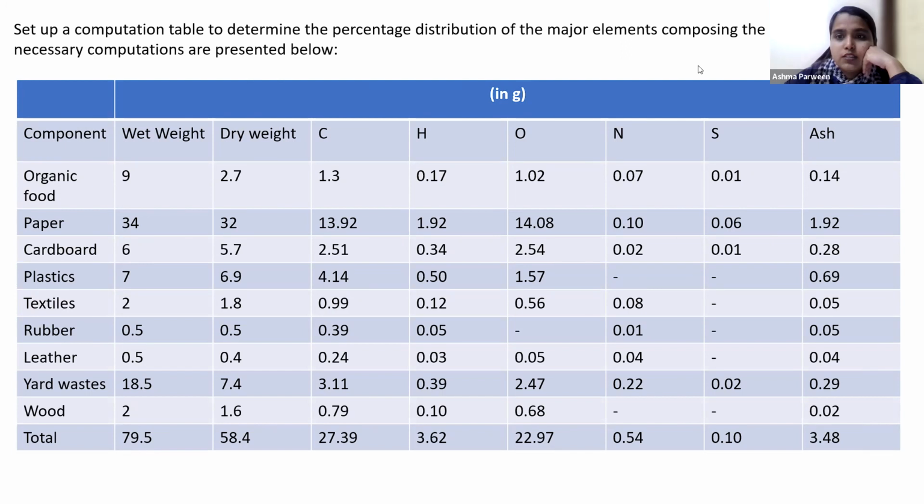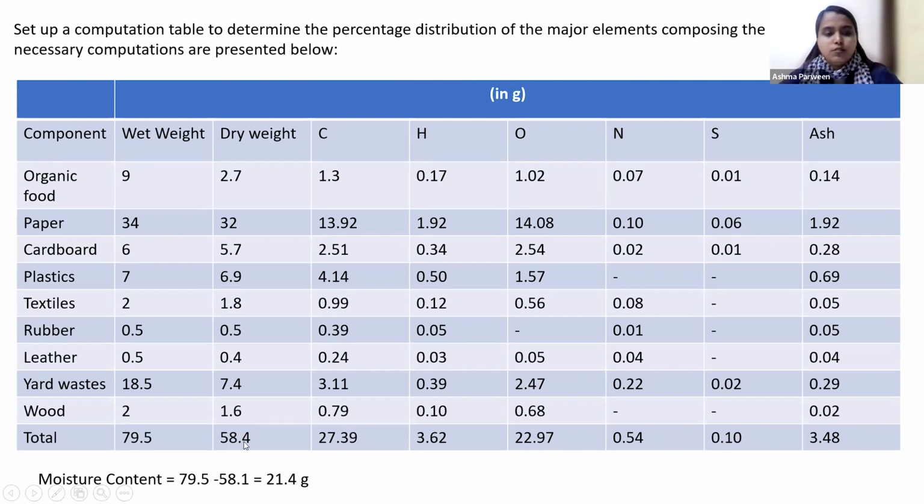So I got two answers. So we first find out what is the moisture content. Dry weight is 58.4 and wet weight is 79.5. Moisture content is 79.5 minus 58.1, that is 21.4 grams.